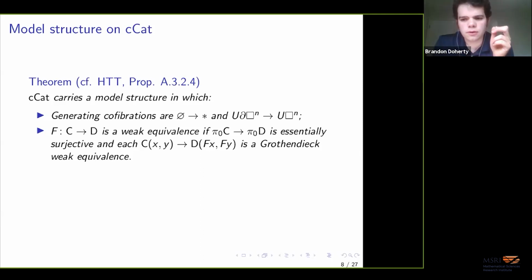And the weak equivalences are the maps, say F from C to D, which, first of all, are essentially surjective on the categories of path components. By the category of path components, pi naught C to pi naught D here, I mean that for any cubical category, you can obtain a 1-category just by taking the path components of its cubical mapping spaces. So we want the induced map on that to be essentially surjective. And also, each of the induced maps on the cubical mapping spaces should be a weak equivalence in the Grothendieck model structure.